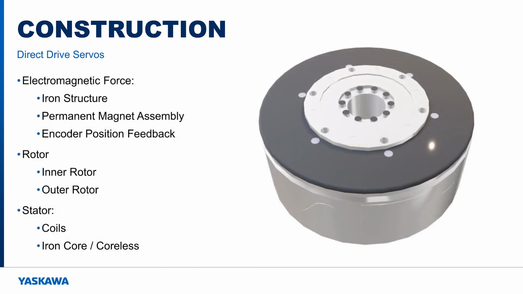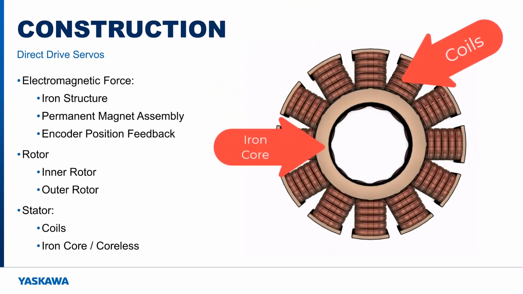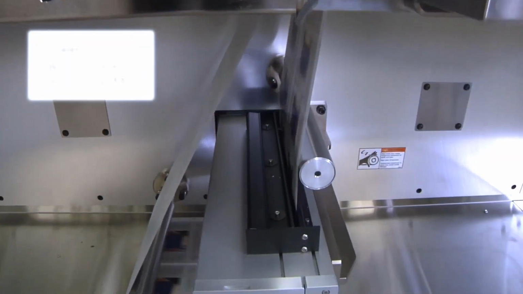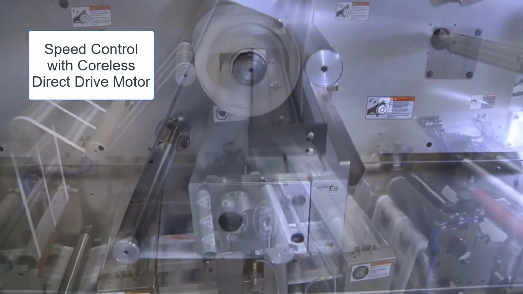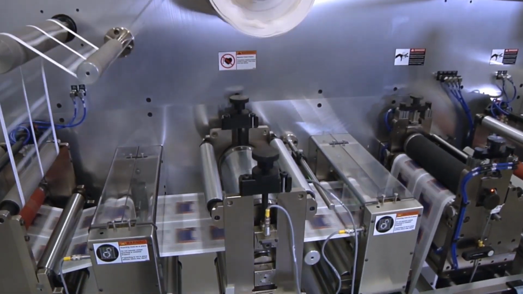Two basic stator designs also exist: iron core and coreless. The stator coils can be wrapped around an iron core, which increases the magnetic field strength in the stator, resulting in higher torque in a smaller motor. Coreless means there is no iron in the coils. While the torque for a given motor size is lower, coreless provides the most accurate speed control without the cogging torque component of torque ripple.